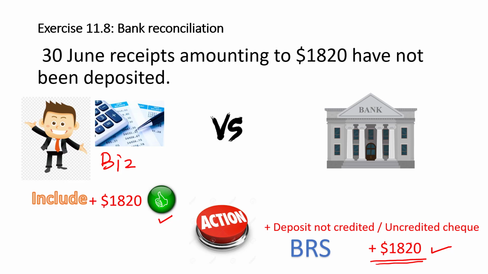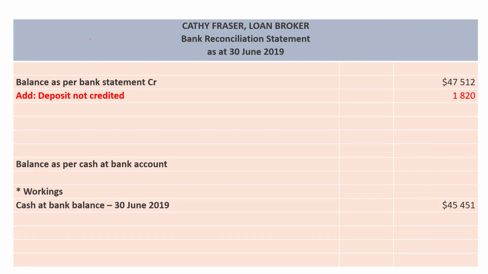So how are we going to do that? Very easy. We put here: add deposit not credited, and the amount is 1,820. So we are adjusting the balance. We are identifying what the causes, the reasons, and the factors are that cause differences between our bank statement record and our cash book record.